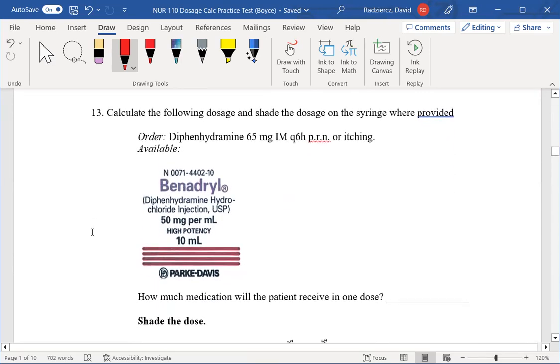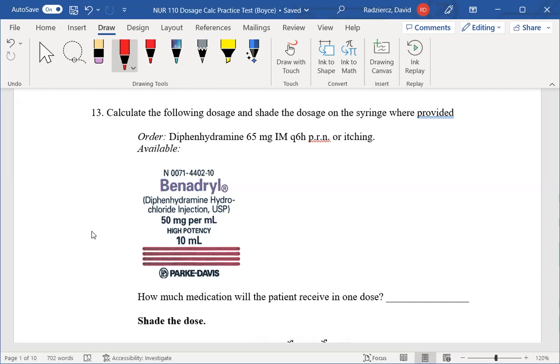All right, here's a label question. I'm just bouncing around a little bit, but it says how much medication will the patient receive in one dose? So we have to figure out, well, what are we administering? I'm actually going to work this question backwards. First of all, you can see Benadryl. If you know anything about Benadryl, it comes in tablets. It also comes in a liquid form. So I need to look and see, how is this done?